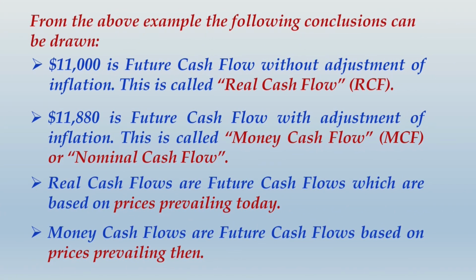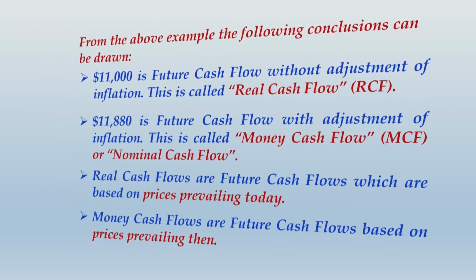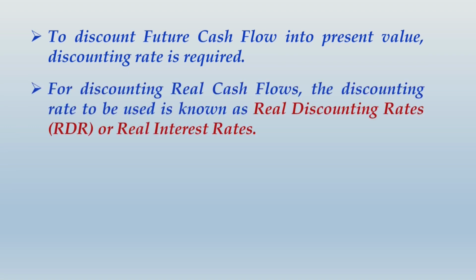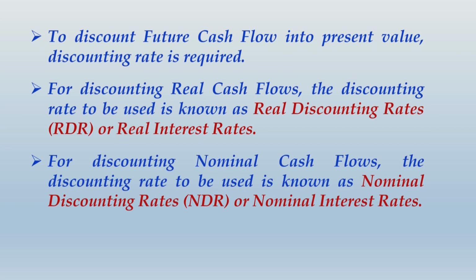Alright friends, once you have completed writing this part of the note, let us move ahead and continue writing further. We have discussed these points already. To discount the future cash flow into present value, a discounting rate is required. For discounting real cash flow, the discounting rate to be used is known as real discounting rate or real interest rate. For discounting the nominal cash flows, the discounting rate to be used is known as nominal discounting rate or nominal interest rate. Please write up this whole thing and then I take you ahead.